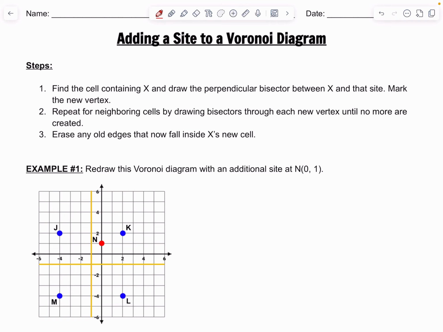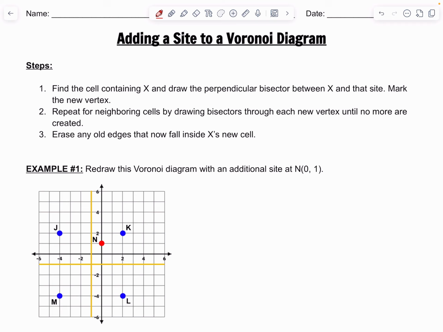Hi, today we're going to talk about adding a site to a Voronoi diagram. So, in order to add a site to a Voronoi diagram, the first step is you find the cell containing the new point. Let's say we're going to call the new point X.